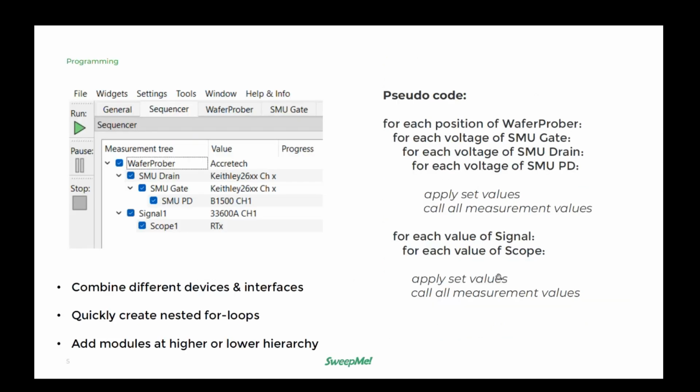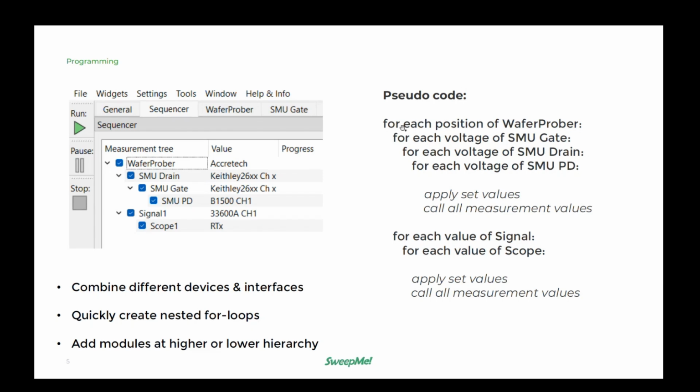To understand how SweepMe works, it is essential to understand the sequencer. The sequencer is the heart of SweepMe, where you add the modules to a tree-like program flow. And with that, you create your measurement. The idea of SweepMe that we figured out is that every measurement often consists of for loops or even nested for loops, so multiple for loops nested into each other. For example, you want to vary a monochromator wavelength and read out a logger, or you want to vary a voltage of a source measuring unit and you want to read out a sensor. And these tasks are very prominent in research and development.